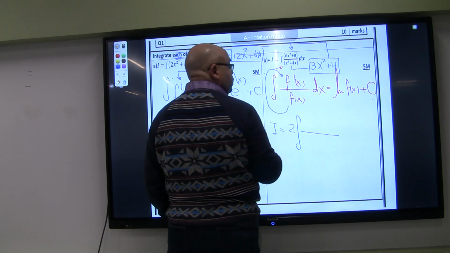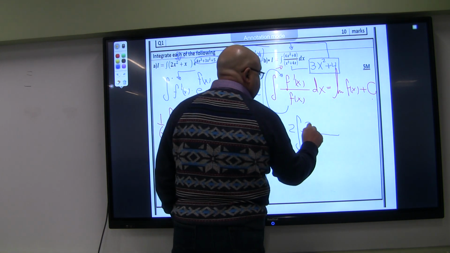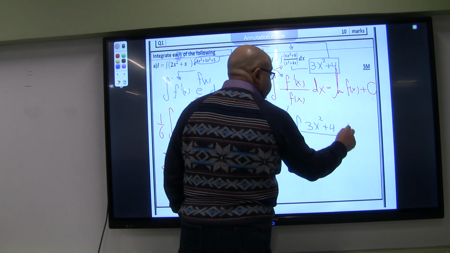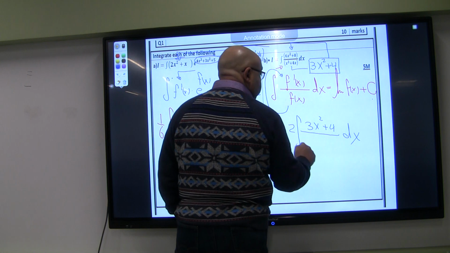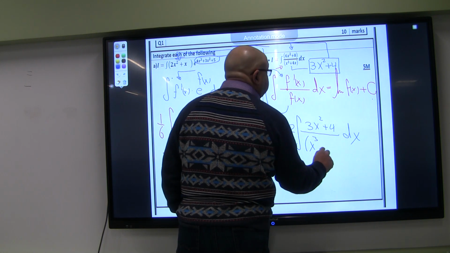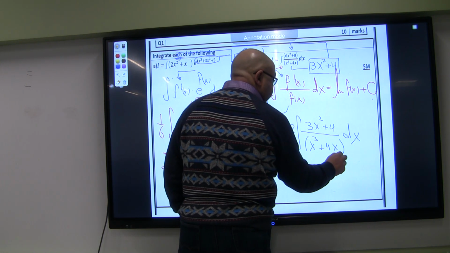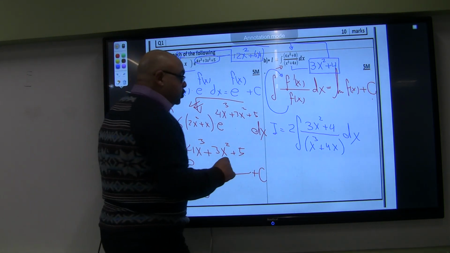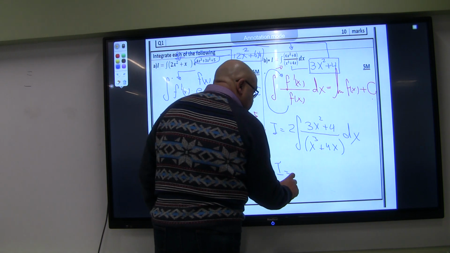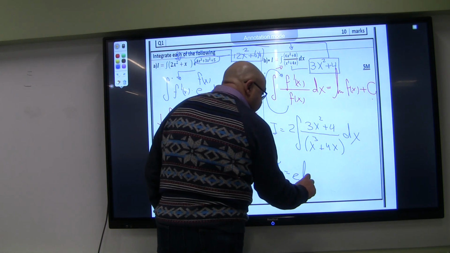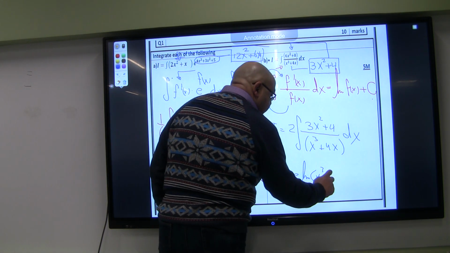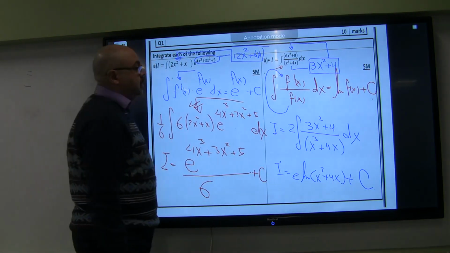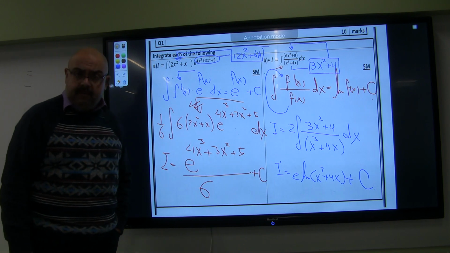The remaining part of your denominator is going to come up as the integral of 3 over x squared plus 4 with respect to x, which is divided simply by x cubed plus 4x. The numerator is the derivative of the denominator, so simply I is going to equal 2 ln of x cubed plus 4x plus a constant, and you are done with this problem.